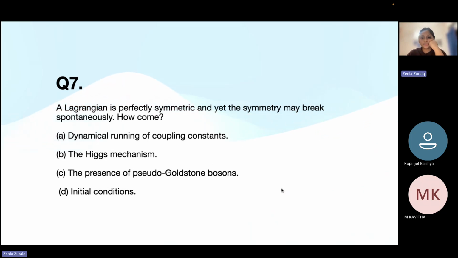So the Lagrangian is perfectly symmetrical, and yet the symmetry may break spontaneously. How come? So this we spoke about. What leads to the symmetry breaking in the first place? Or what leads to a particular state being chosen and symmetry breaking in the potential?